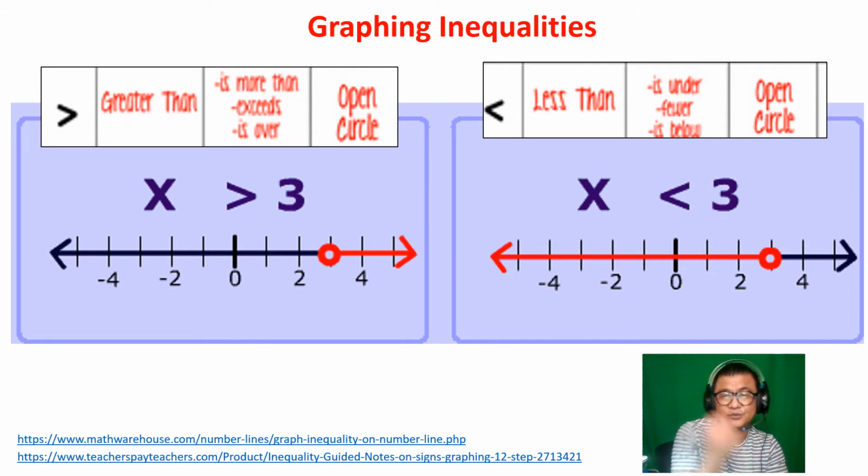Now, let's review once again the symbols we use. Don't forget that when we graph, when is it an open circle? Open circle if it is greater than or less than, because it doesn't include the number 3. It doesn't include the number 3.